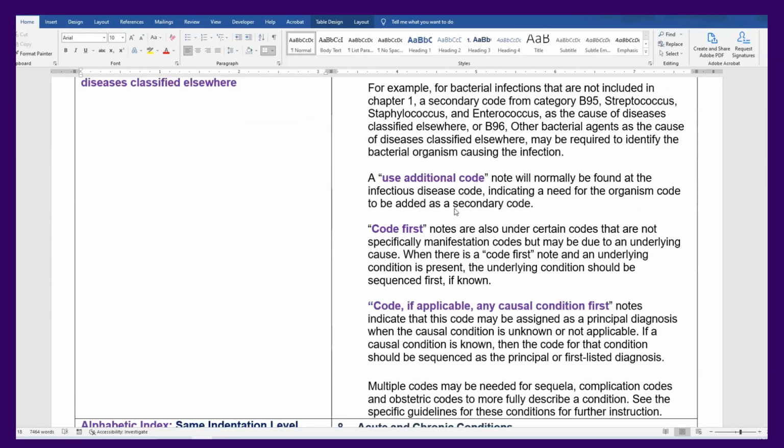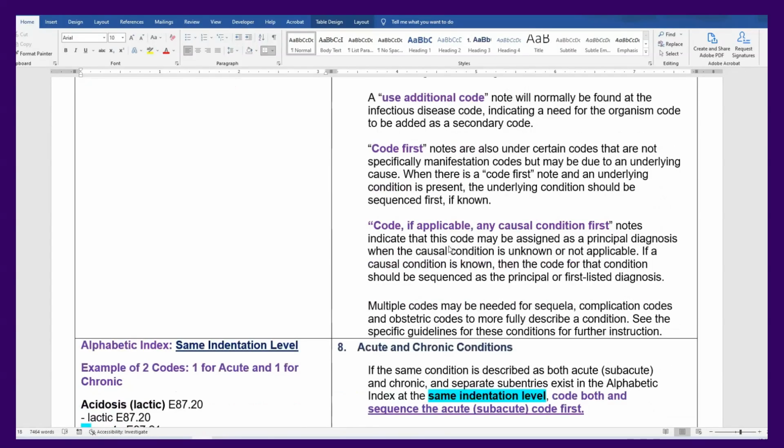In addition, again, this is just a reminder of the convention that we already went over. So we have use additional code notes. We have code first notes, which also provide sequencing. That's an absolute instruction for sequencing. And then we have code, if applicable, any causal condition first. So that's when we know a causal condition, and that's why they add the if applicable here. But again, these are all notes that will be in your tabular. And remember, notes can be found either at the category level, the subcategory level, or at the specific code level.